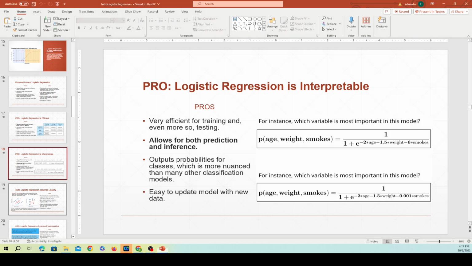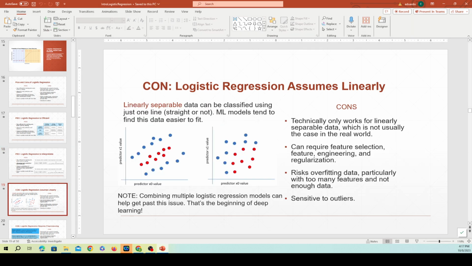Okay, let's move on to the next one. When we were talking about linear separability, this is what it means. Logistic regression assumes linearly separable data, so that it can be classified using a line, straight or not. Machine learning models tend to find this data easier to fit. So for a logistic regression model, we need data that is linearly separable. You can see here, we can separate this data with a straight line.